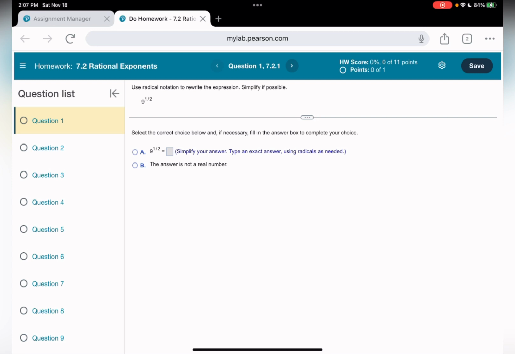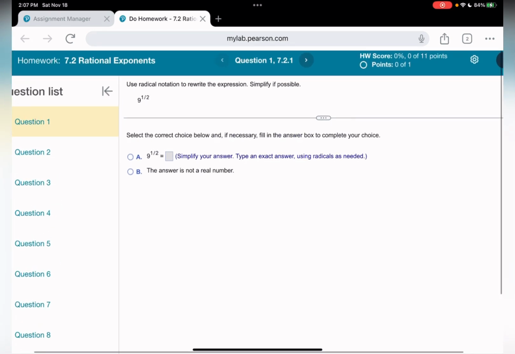Okay, we are working on homework chapter 7.2, rational exponents. We are going to have exponents that are rational, meaning fractional, and we need to represent the result of that rational exponent. So, first of all, let's start with 9 to power 1/2.